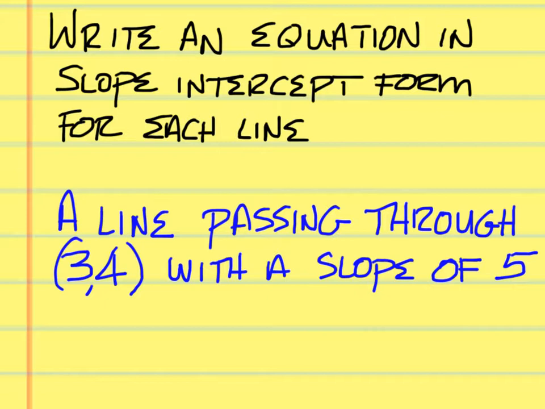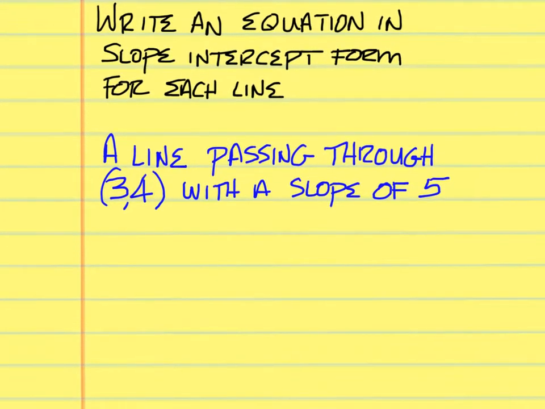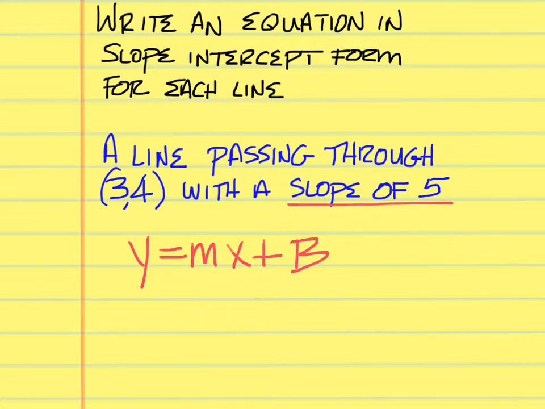Write an equation in slope-intercept form for each line. So the description is a line passing through 3, 4 with a slope of 5. To do this problem, you should use the slope-intercept form, which is y equals mx plus b. And plug the information into that equation that you're given. You know that the slope is 5. So y equals 5x plus b.